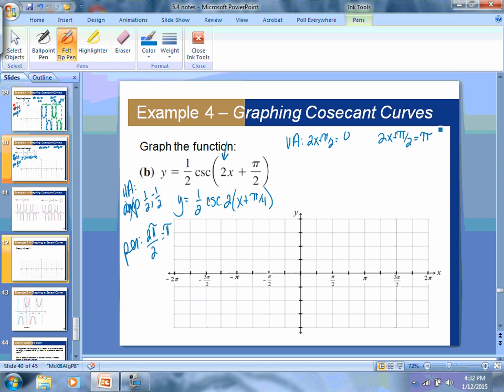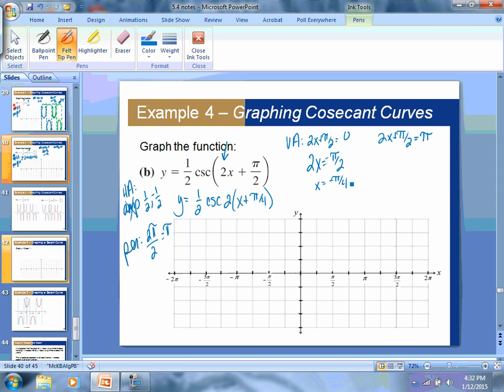Okay, because again, those are the values where I get an undefined function because I'd have a 0 in the denominator for 1 over sine. Okay, so sine is 0 at 0 and pi, so that's why we're doing 0 and pi. So then I solve. So I have 2x equals negative pi over 2. And then when I divide, I get negative pi over 4.